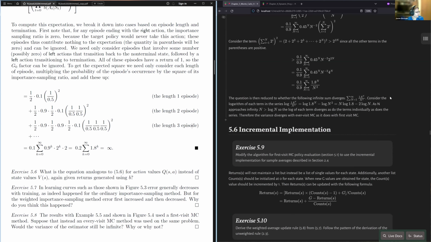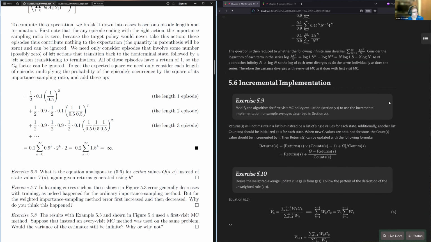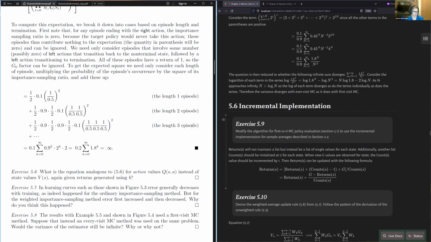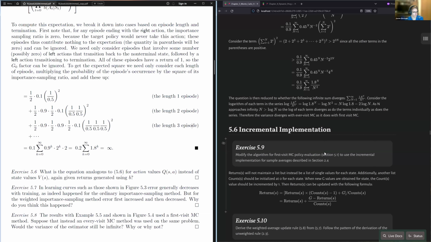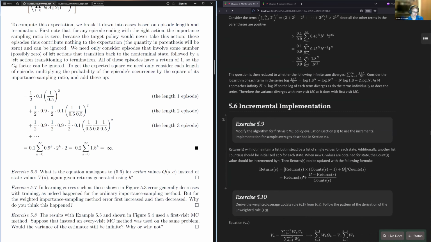And here, let's see, this is just a question of using the incremental implementation, which we already went over in a previous chapter. This is just from section 5.1 even. This is just the way to incrementally calculate the average that we had before. It just keeps repeating. It's the same thing.